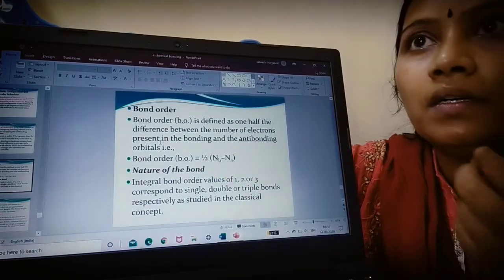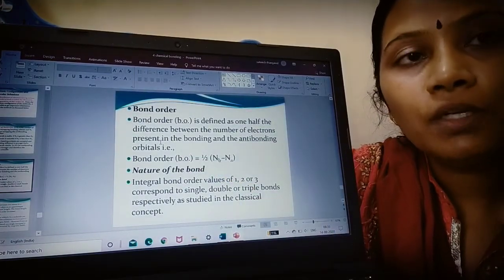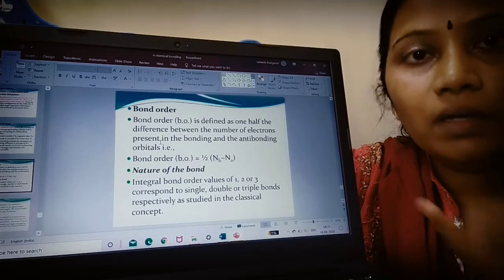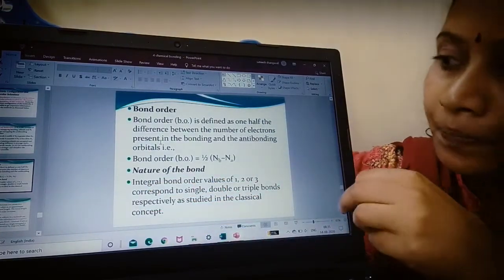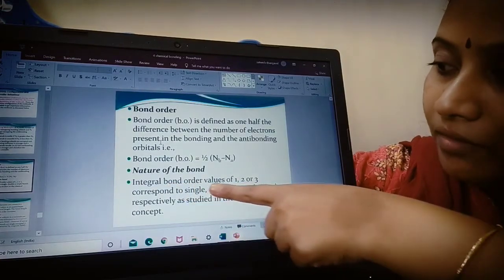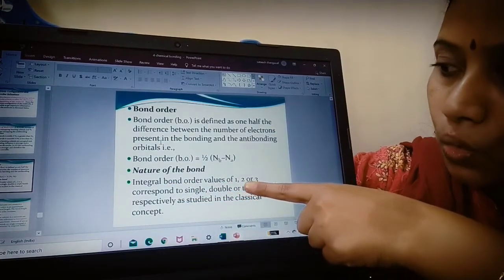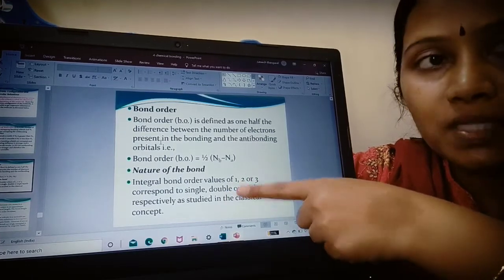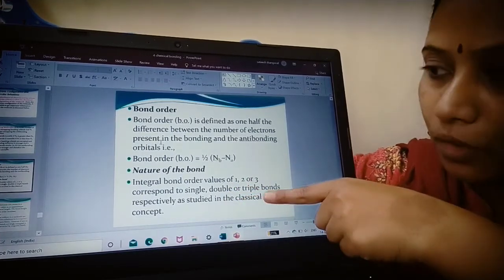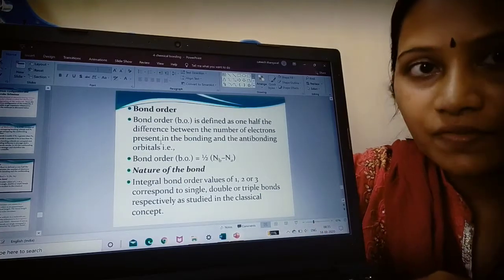So when you know the electronic configuration, you know whether the molecule is stable or not, then you know the bond order, then you know the nature of bond. Say for example, when you have the bond order values as 1, 2, 3, 1 corresponds to one bond, that is single bond, 2 corresponds to double bond, 3 corresponds to triple bond. So as we have studied before.